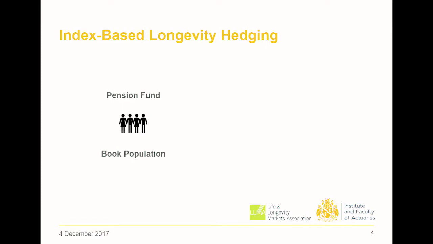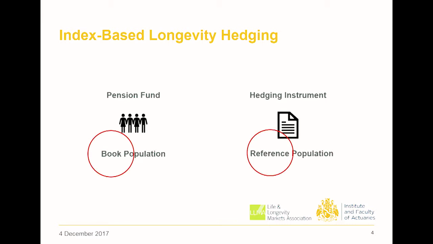Consider a pension plan with a certain amount of longevity risk. We call the population underlying the plan the book population. Suppose the pension plan sponsor wants to reduce the longevity risk exposure by using a hedging instrument. And this instrument is linked to a particular index population or reference population, such as the England and Wales population or a specific cohort. This index-based approach, however, would not give a perfect hedge.